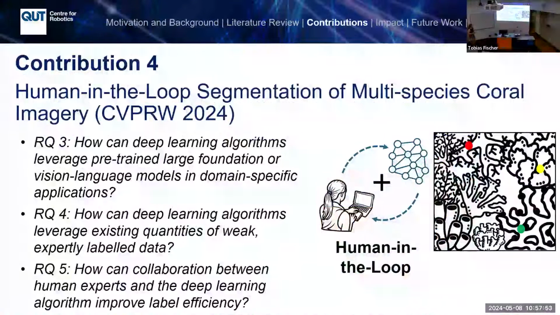So now this leads into our contribution for human-in-the-loop segmentation of coral imagery. This work considers three of our research questions. We're still aiming to leverage those existing quantities of point label data. We're also wanting to leverage large pre-trained foundation or vision language models in this work. And then we also introduce our research question 5, which looks at whether collaboration between human experts and the deep learning model together can actually improve our point label efficiency.